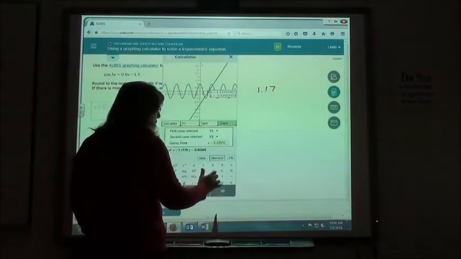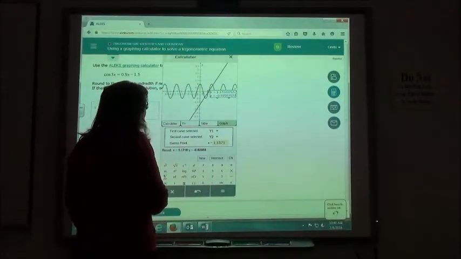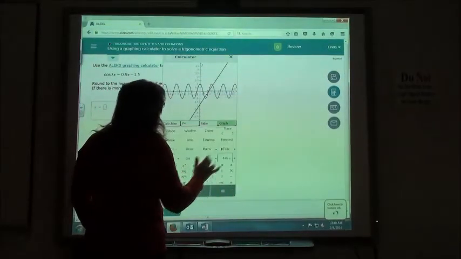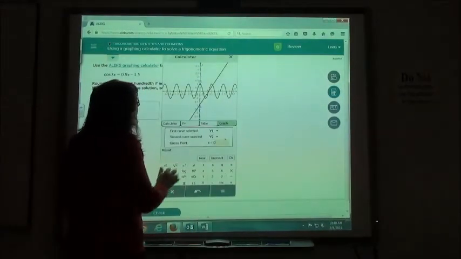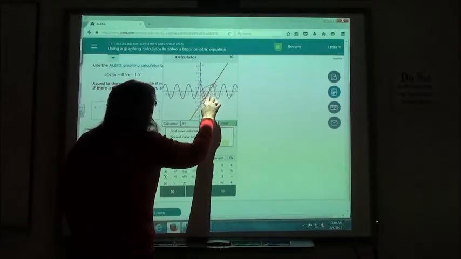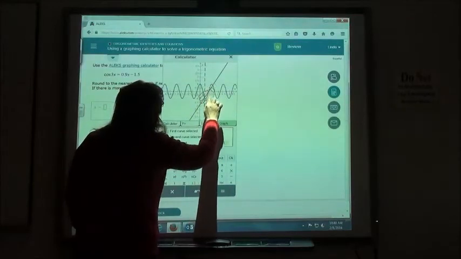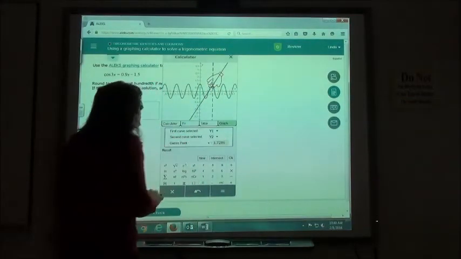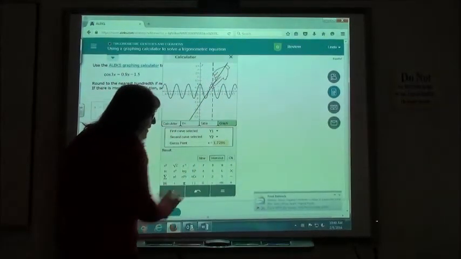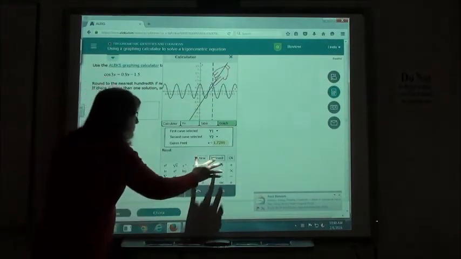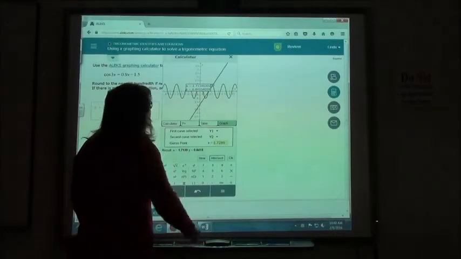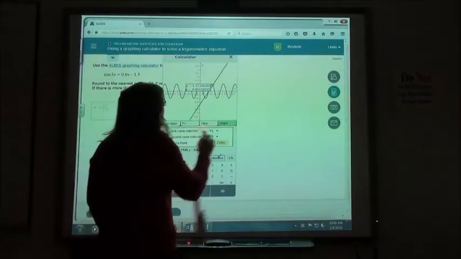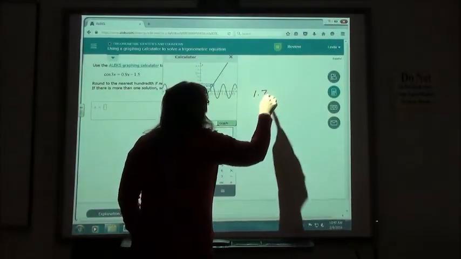And then we're going to do the third one, so again we're going to hit OK. We're going to hit intersect again, and then we're going to drag that over to the third intersection, which is up there. We're going to hit intersect again. We're at 1.7135, so 1.7135 would just be 1.71.